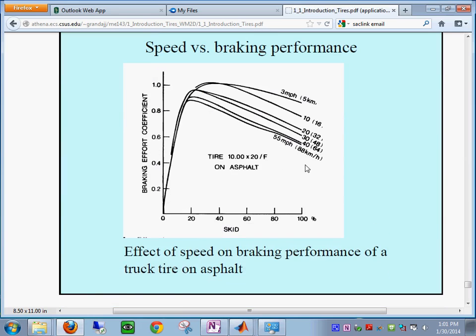This is also important to look at, because this slide talks about the speed on braking performance. Okay, so we have to specify several parameters, like in this case, braking of a truck tire on asphalt. Okay, let's take a look. See, braking effort coefficient goes 0.3.